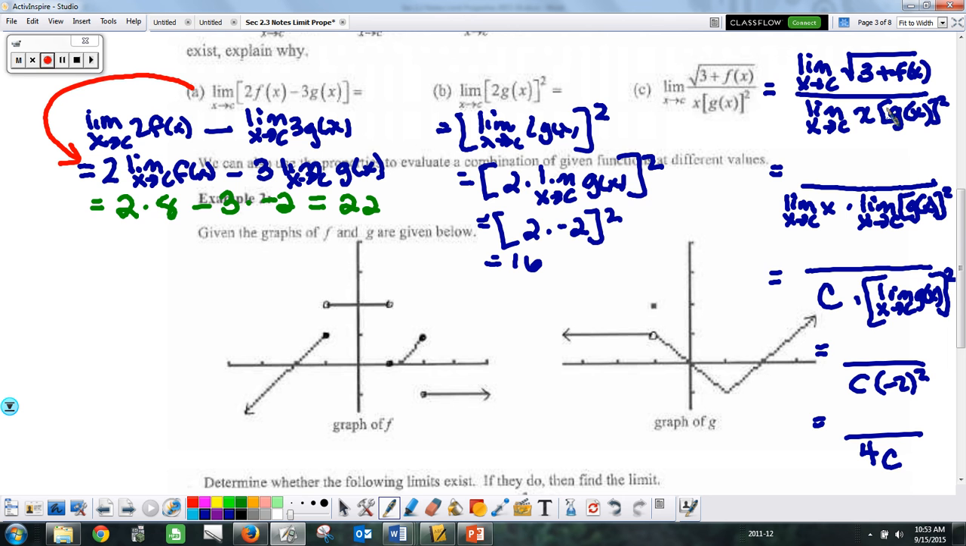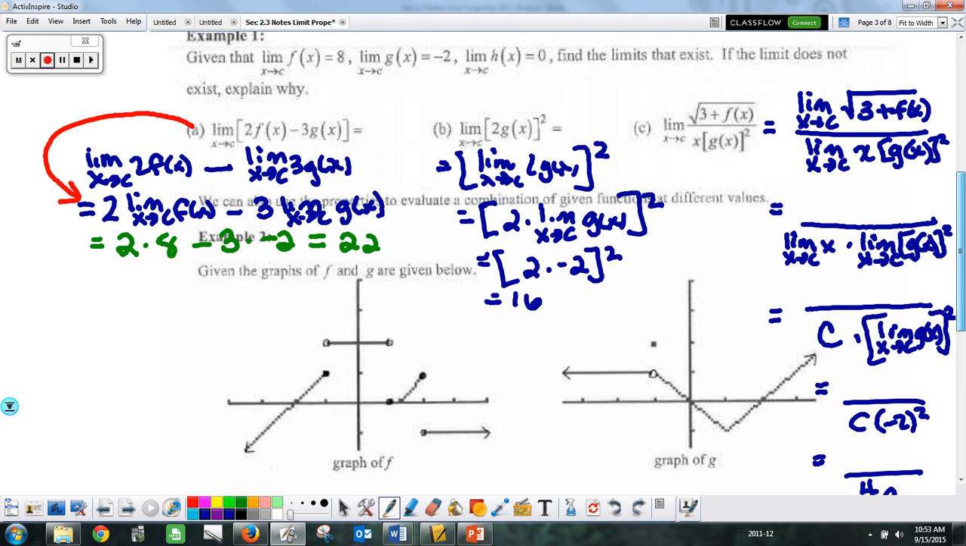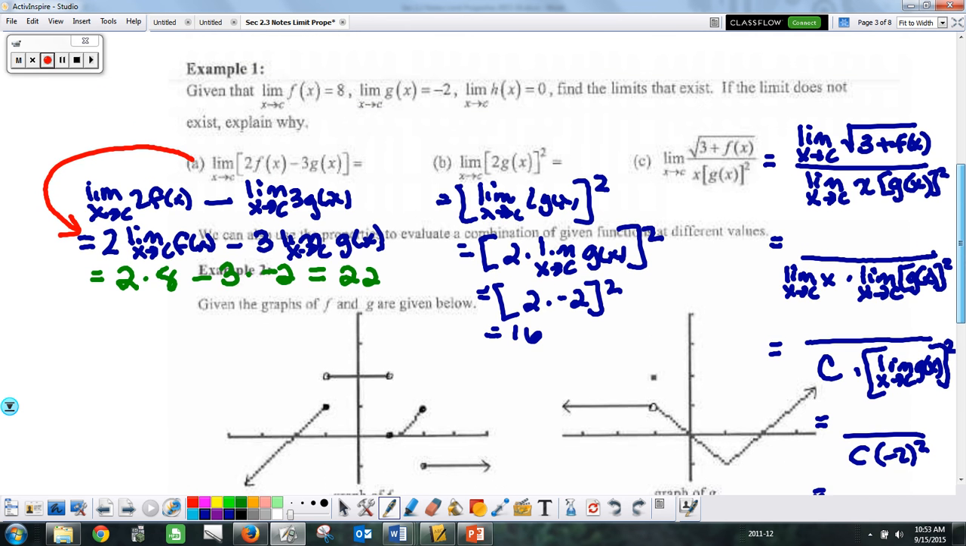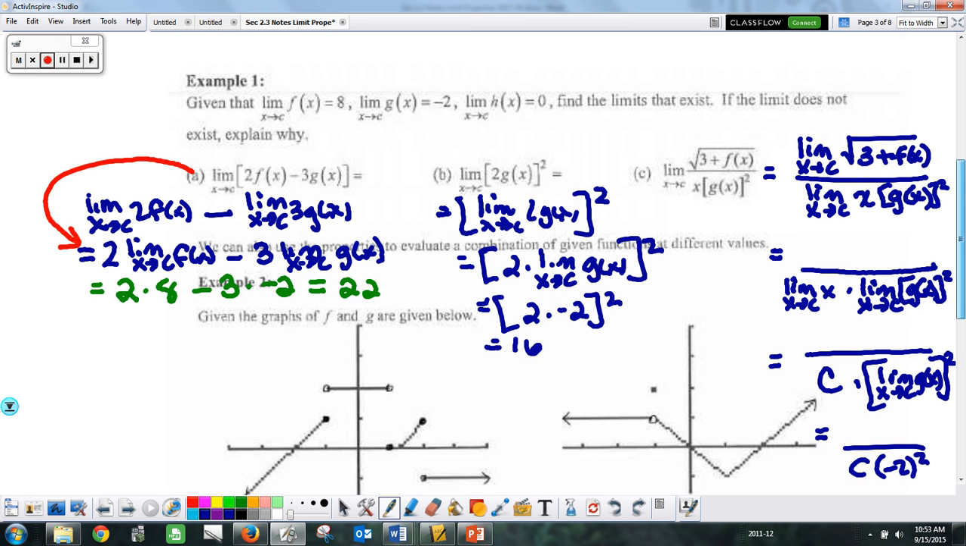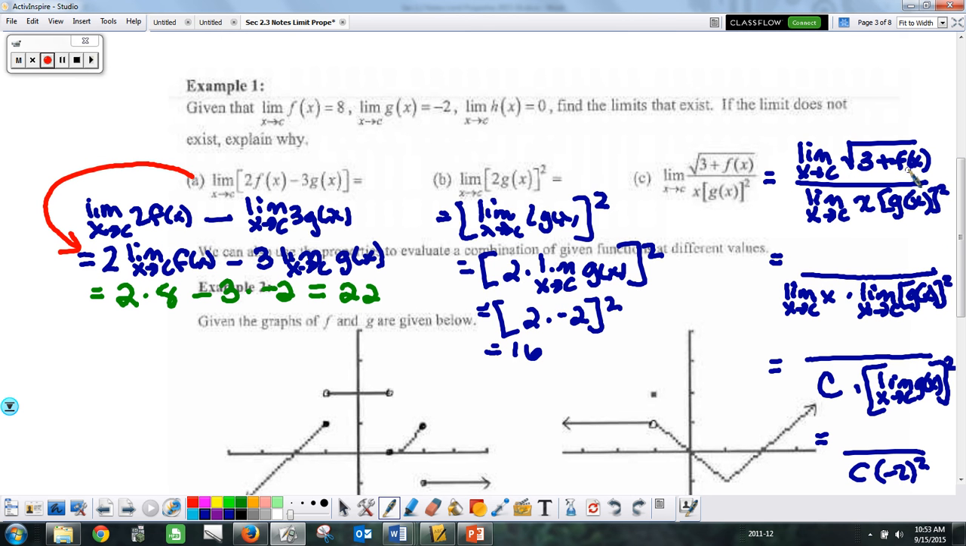Now notice I have linkage going here because I am ignoring the top for the moment, but I'm going to come back and put it in. Okay? I was just taking care of the bottom as I went to get down to my 4c. Now we come back to the top. So on the top, we have the limit as x approaches c of the inside function. Now I'm going to be very careful about that because I need to make sure it's not 0.